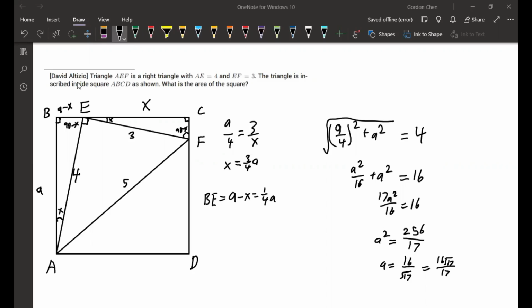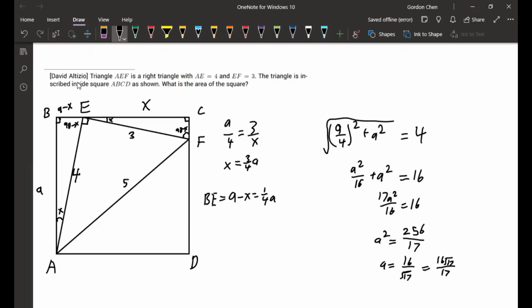So in the problem, it states that a triangle AEF is a right triangle where AE is 4 and EF is 3. And the triangle is inscribed in a square ABCD, which can be seen here. And so it's asking what is the area of the square.